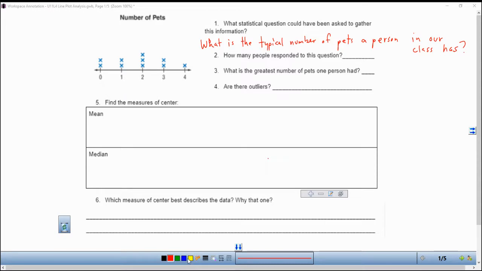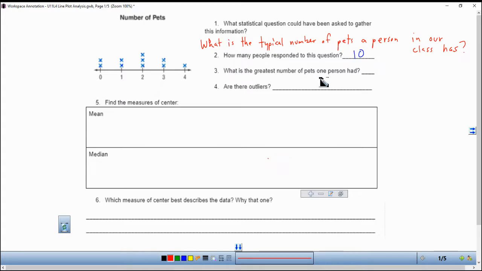It says, how many people responded to this question? So each X is a data point. Okay, so 3 people had 0, 2 people had 1. So to find out how many people responded, we'd count the X's. 1, 2, 3, 4, 5, 6, 7, 8, 9, 10. 10 people responded to the question. That's how many data points there were.